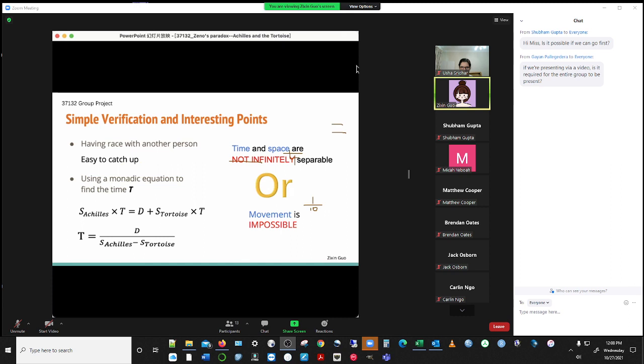The interesting point of this paradox is that Zeno tried to prove that time and space are not infinitely divisible, or that movement is impossible. But based on scientists' current knowledge, we know the smallest length is the Planck length in quantum physics, hence the shortest time will be the time required to travel a Planck length. But to prove that mathematically, we need to understand the formalism of limits.